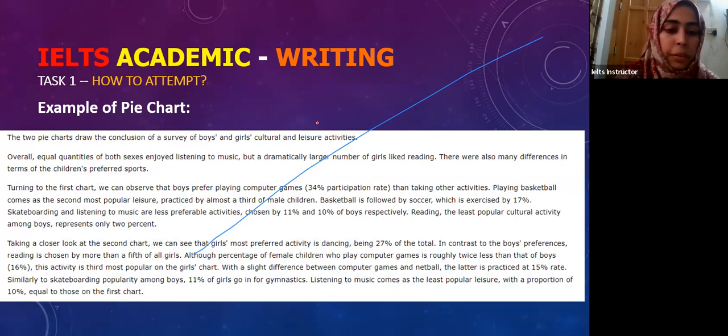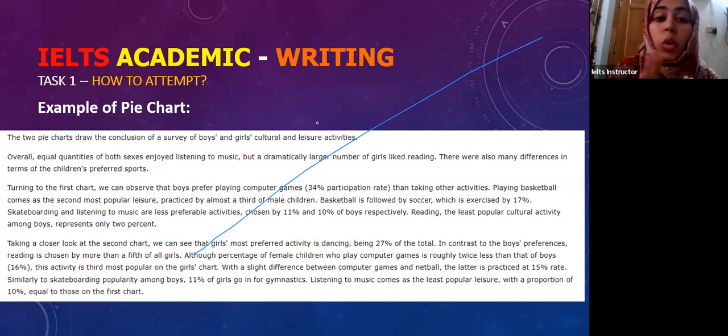तो सबसे पहले इंट्रोडक्शन की बात करते हैं. The introduction can be: the two pie charts draw the conclusion of a survey of boys and girls' cultural and leisure activities. Okay, one line, and most probably this was the same line asked in the question, but in the introduction you just have to rephrase it. Okay, first point, introduction is done.